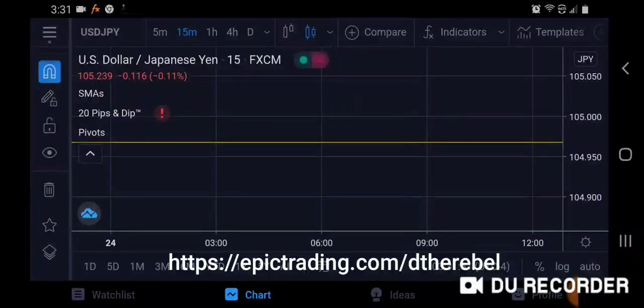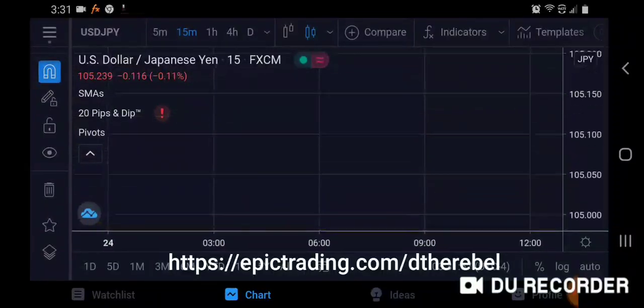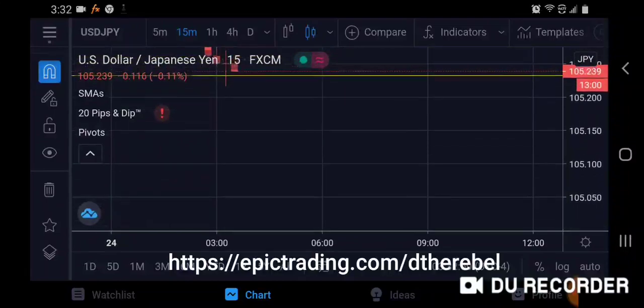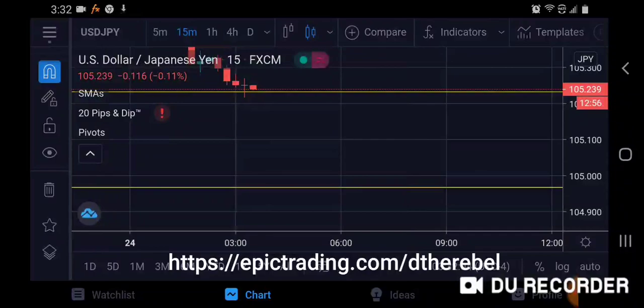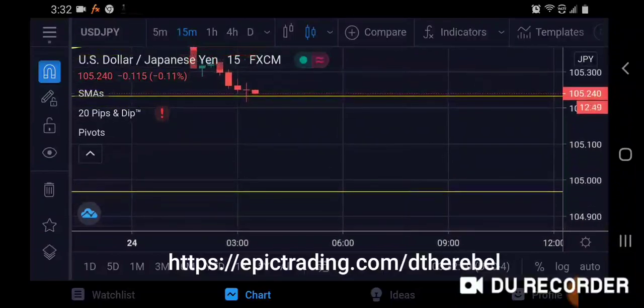We're looking at a good 30 pip, almost 40 pip move to the downside to the next support level. That's how we pretty much trade zone to zone. So those 2 yellow lines that you see right now is your zone. That's the zone we're trying to get into.